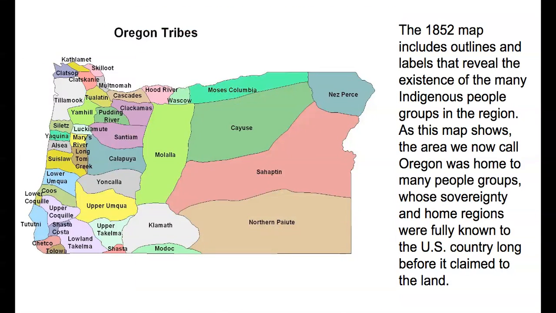The 1852 map that you just looked at includes outlines and labels that reveal the existence of the many indigenous people groups in the region. As this map shows, the area we now call Oregon was home to many people groups whose sovereignty and home regions were fully known to the United States country long before it took claim of the land. Please pause the video and see if you recognize any of the native tribe names.